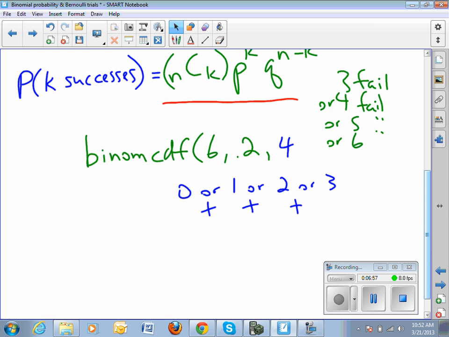Let me fix that cable. So it's making this change colors.